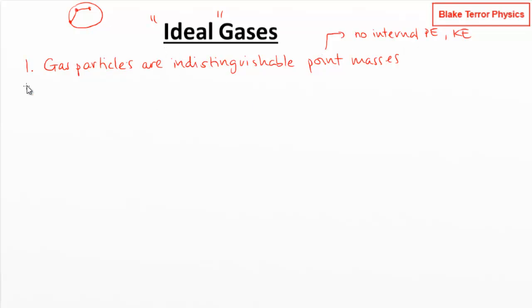So that's one thing. We can also say that, because we're talking about point masses, the size of the particles is negligible compared to the volume of the gas as a whole. So again, we don't need to consider the size of the particles when we're dealing with the motion of them moving around.